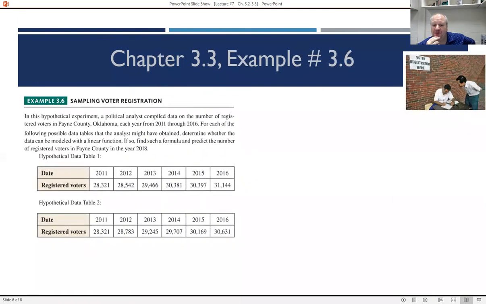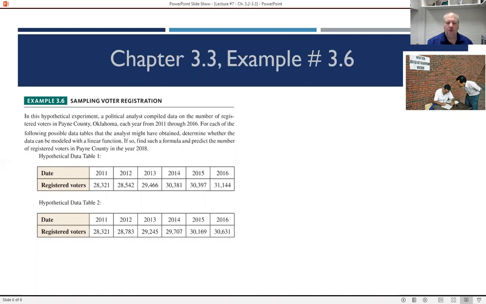All right, let's go through an example now. I'm going to read this out loud, and I want you guys to try to follow it with me, okay? In this hypothetical experiment, a political analyst compiled the data of the number of registered voters in Payne County, Oklahoma, each year from 2011 to 2016 for each of the following possible data tables that the analyst might have obtained. Determine whether the data can be modeled with a linear function. And if so, find such a formula to predict the number of registered voters in Payne County in the year 2018. Okay, so can this be?